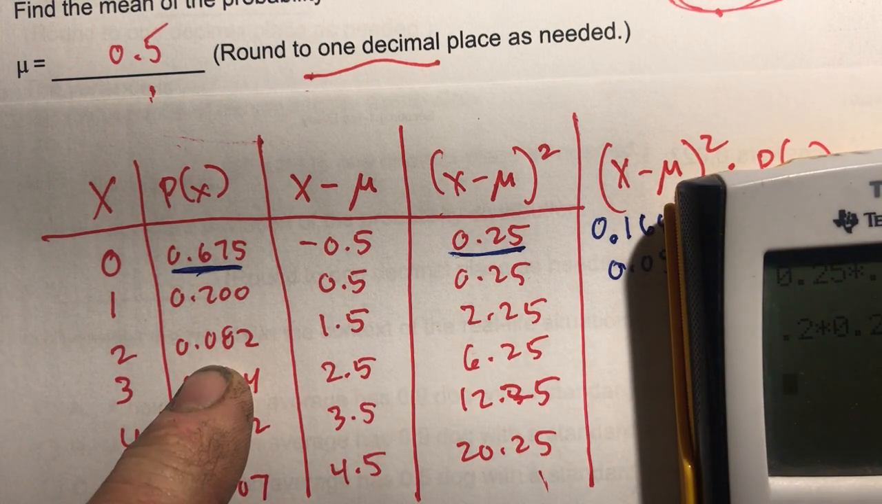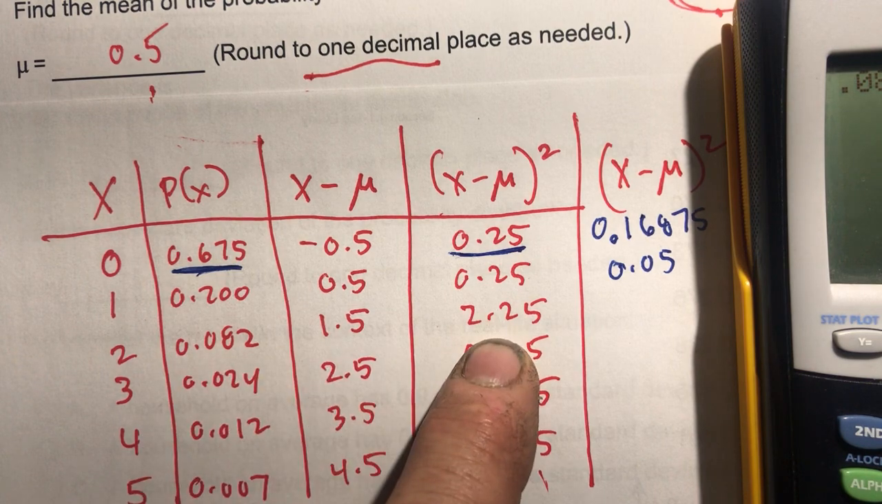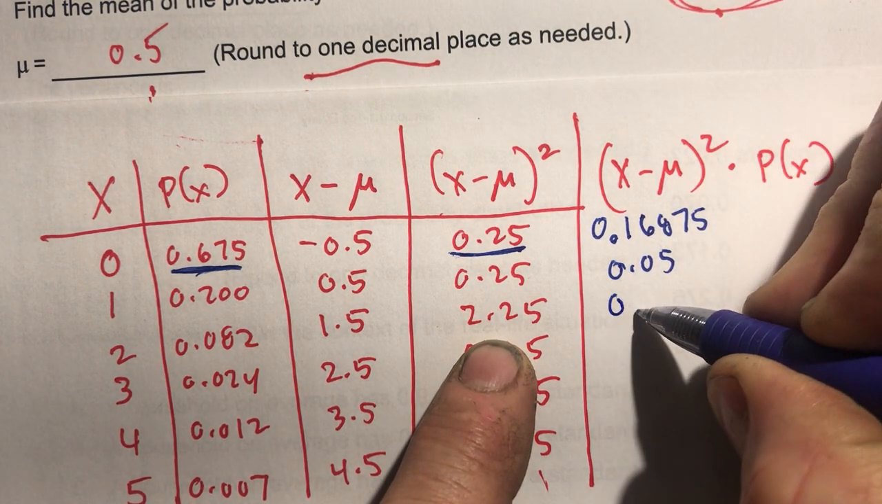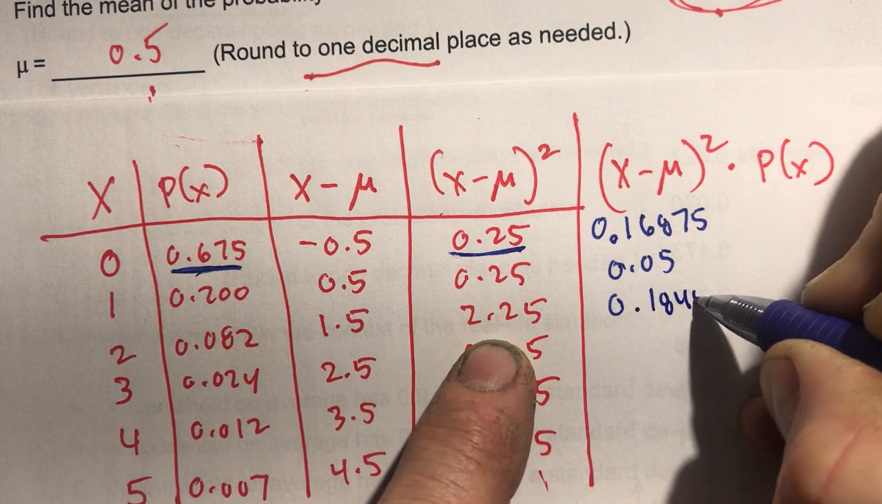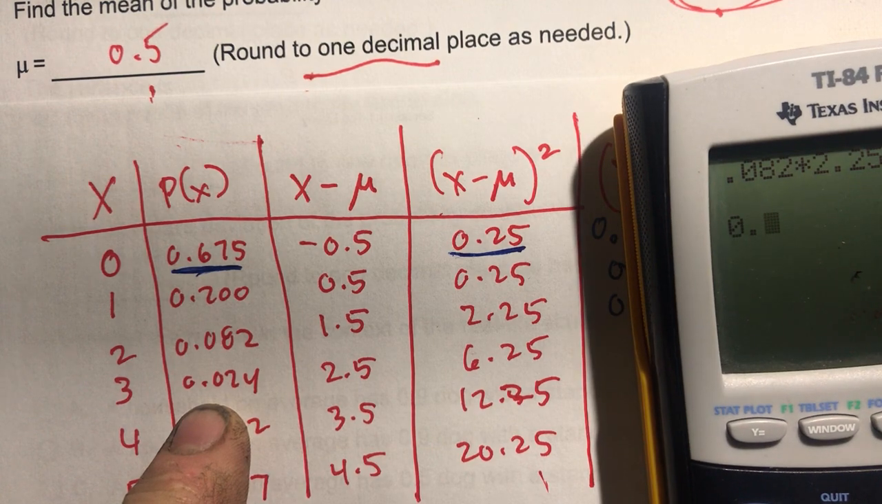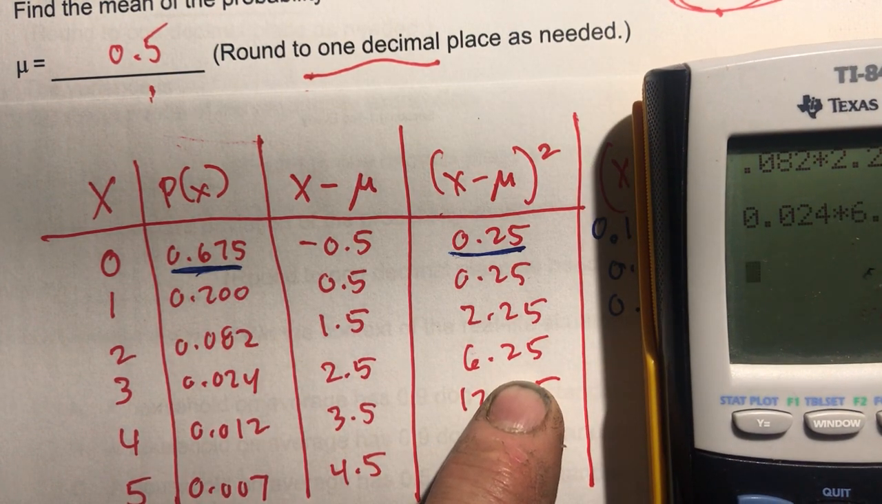Okay. Then I got 0.082 times 2.25, and that comes out to 0.1845. All right, then I've got 0.024 times 6.25, and that comes out to 0.15.